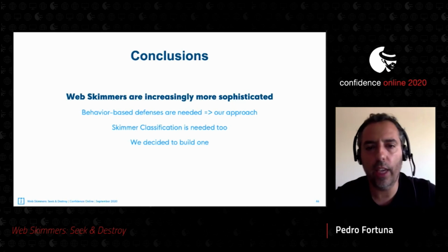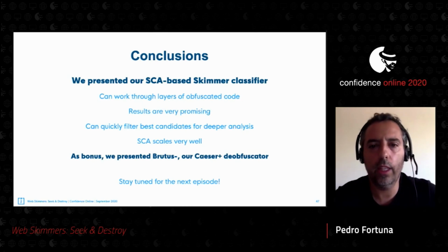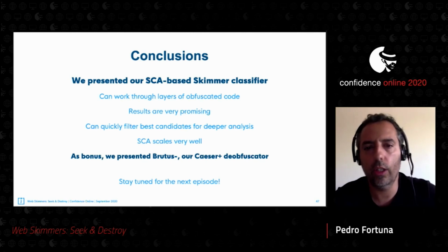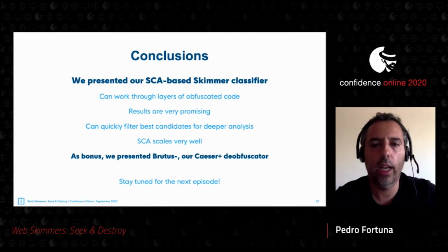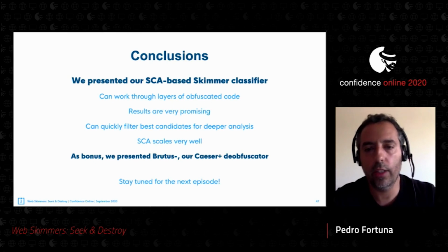So we needed a classifier to know what type of skimmer we are dealing with. So we decided to build one. That's what we presented. You can work with different layers of obfuscated code. As you saw, the results are very promising. If not deciding automatically, it can, at the very minimum, select the best candidates for analysis, and it scales very well. At the very end, as a bonus, we presented Brutus Minus, which is our Caesar Plus deobfuscator. And of course, we will keep working on our classifier.